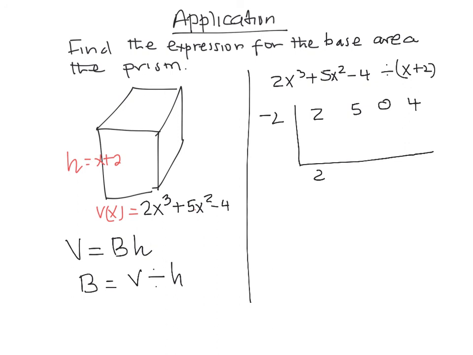and so when I multiply, this becomes minus 4, this becomes 1, and this becomes negative 2, so negative 2, and this becomes 4. So here my remainder is 0. So what will be the expression for the base? It's going to be 2x, remember I was x cubed, so I go 1 degree down, 2x squared plus x minus 2.